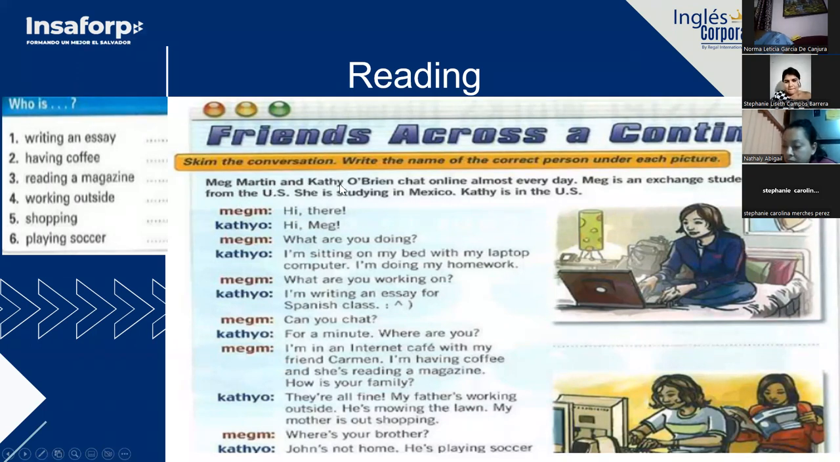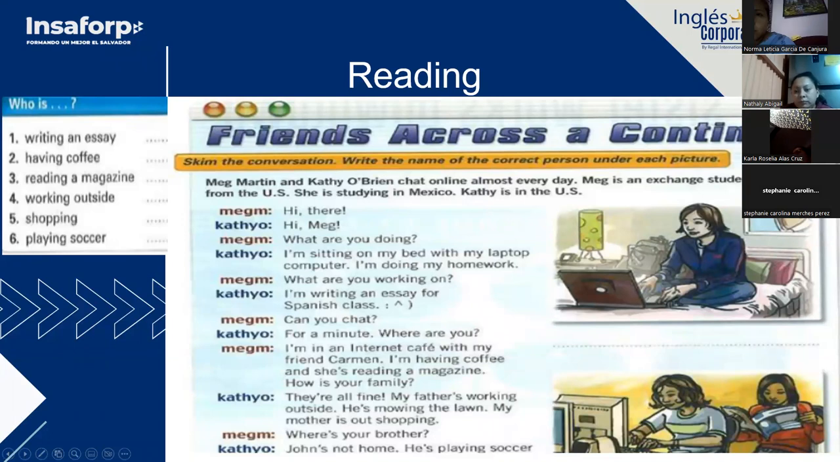Meg Martin and Kathy O'Brien chat online almost every day. Ellos chatean almost every day. Meg is an exchange student from the U.S. She's studying in Mexico. Kathy is in the U.S. Okay, ellos escriben. Who wants to participate? ¿Quién quiere ser Meg? And who wants to be Kathy? Kathy. Okay, Brenda and Margarita. Okay, Brenda will be Meg and Margarita will be Kathy. Okay.